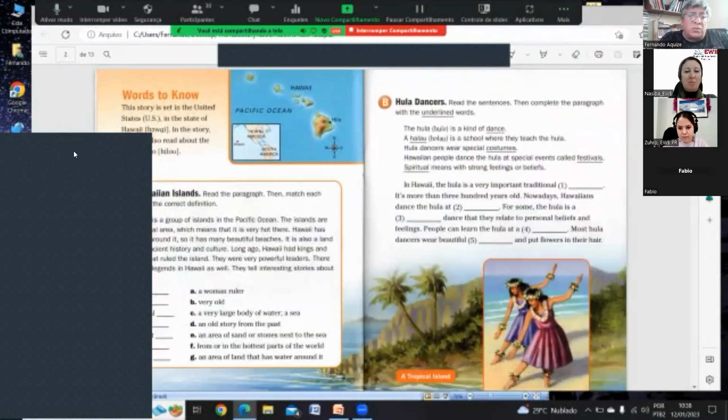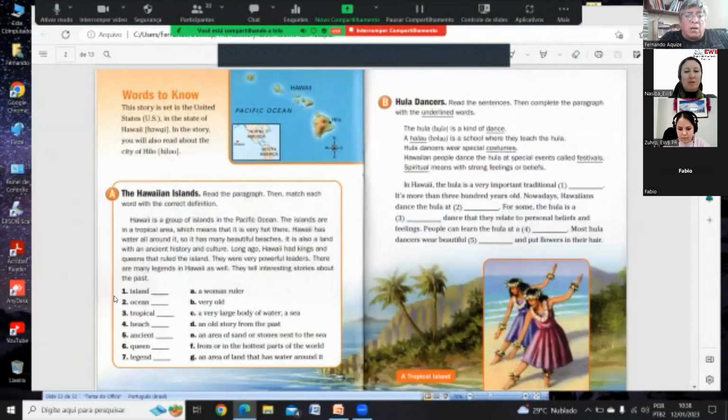So this is what the book suggests. It contextualizes: there's a small text, and these words are in the text. You read it, and then you associate the meaning. I think it's basically the same thing, but the other one's less guided. It's a little bit more student-centered than this one. And there's another one here where, again, you have some sentences, and then you have to complete the sentences.